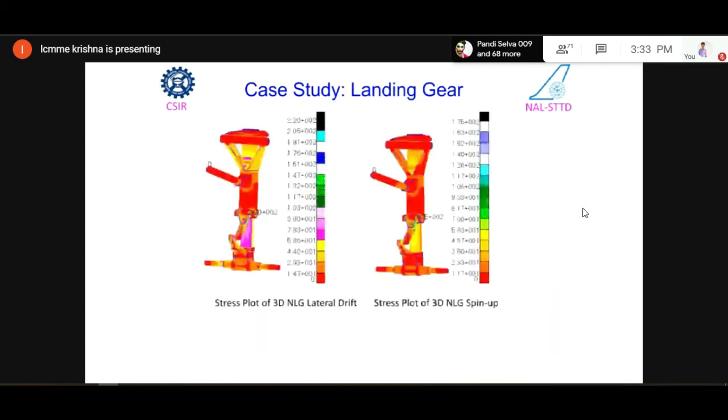Coming to the case study of the landing gear, where we have a lateral drift and spin up, you can see the lateral drift is 220 here, which is the more critical one compared to spin up, which is 175 as the maximum stress.